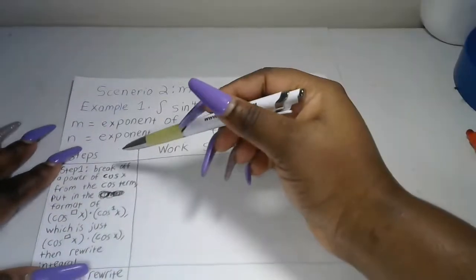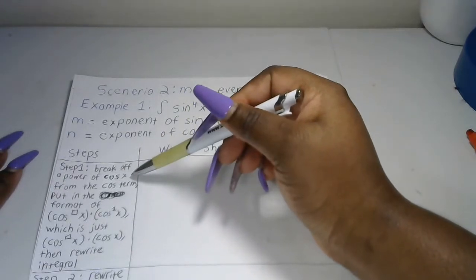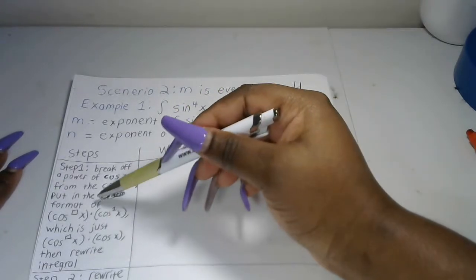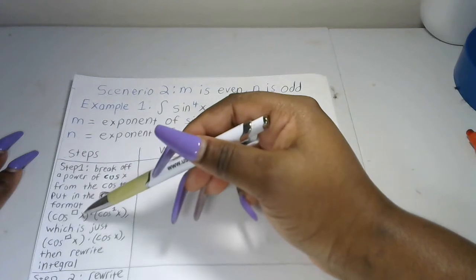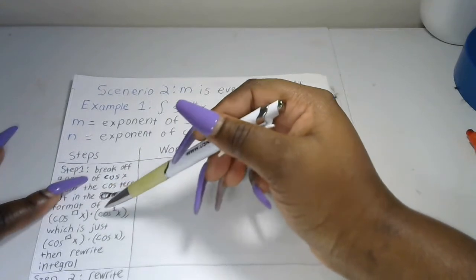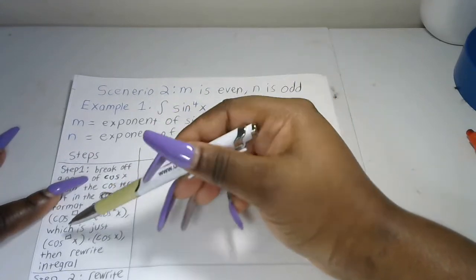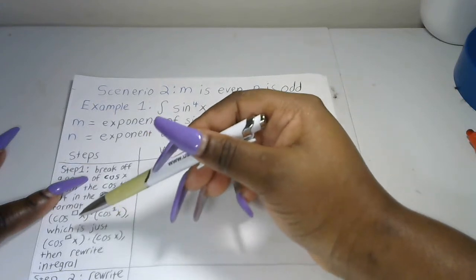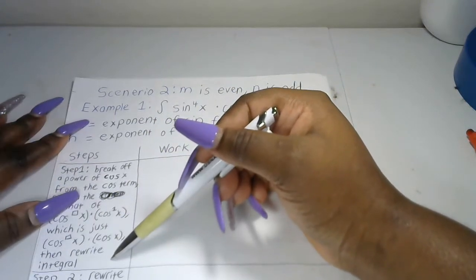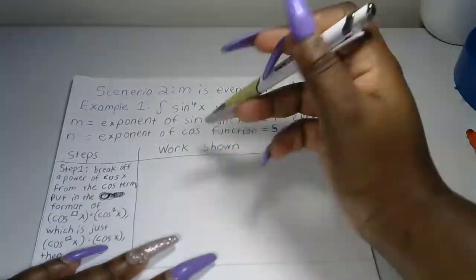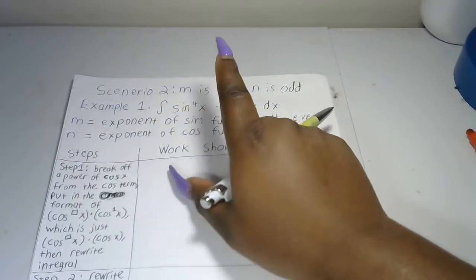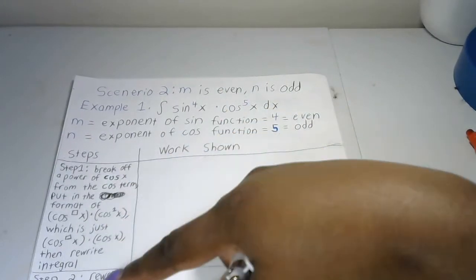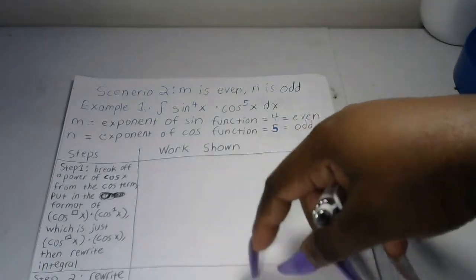For step 1, we're going to break off a power of cosine x from the cosine term. We're going to put it in the format of cosine x to the power of something times cosine x to the power of 1, which is just cosine x to the power of something times cosine x. Then we rewrite the integral. Like I do in the other videos, the steps are going to be on the left side and the work shown is going to be on the right side.